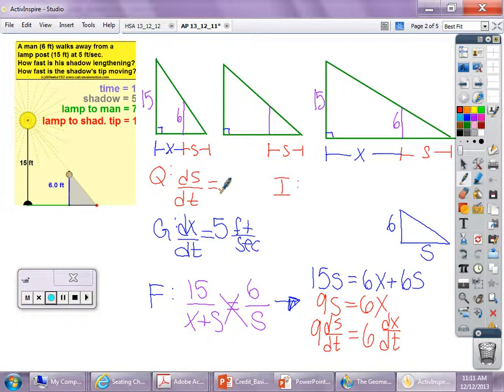So dx/dt is 5, 30. Was it 30 over 9? 10 over 3? Let's give it some units. What are the s units measured in? Feet. What are the time units measured in? Seconds. All right? Don't forget your units, please.